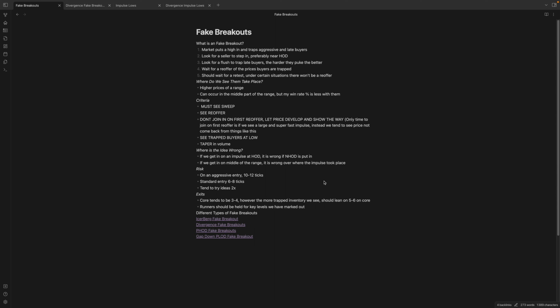Here, this is going to be a video discussing the divergence play I have been discussing a lot on Twitter. It tends to be seen as either a fake breakout or an impulse low.